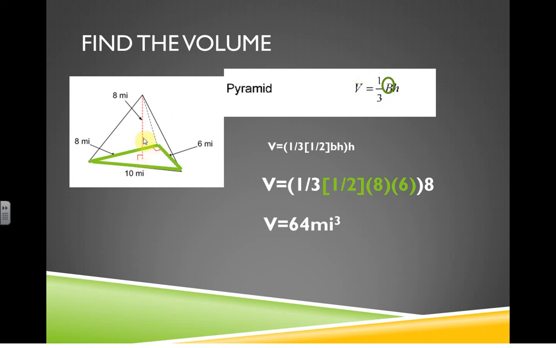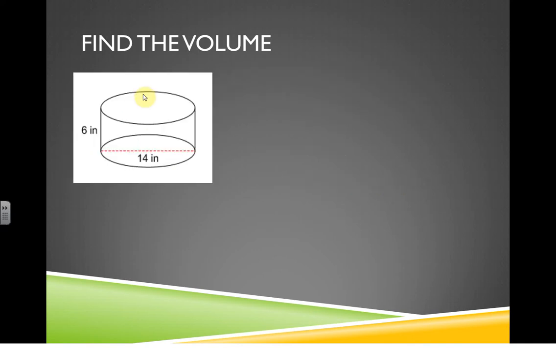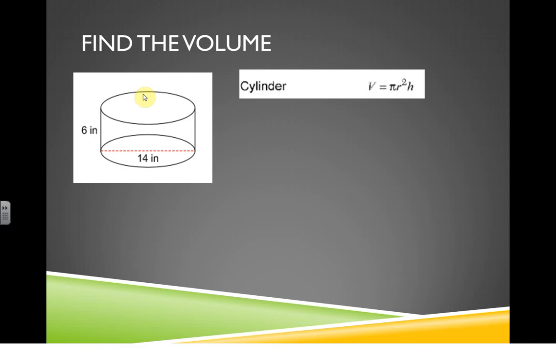I just want to remind you that because it's a pyramid, it comes to a point, and just so you know, that point's called an apex, just if you wanted to know. Find the volume. So now we have a cylinder. So for a cylinder, they give us our formula. There's no tricks to it at all, and we simply plug values in.